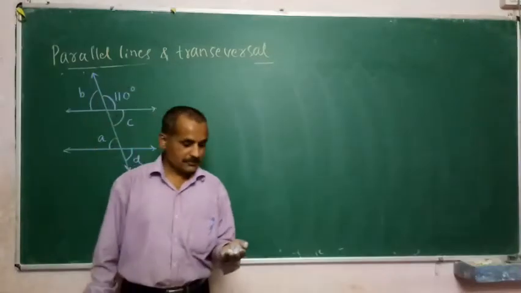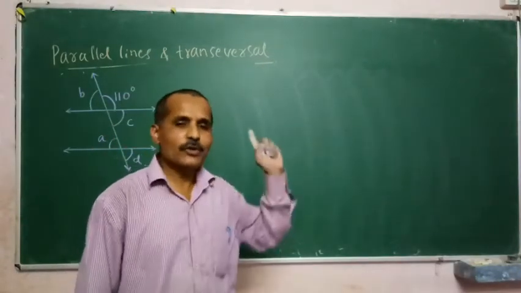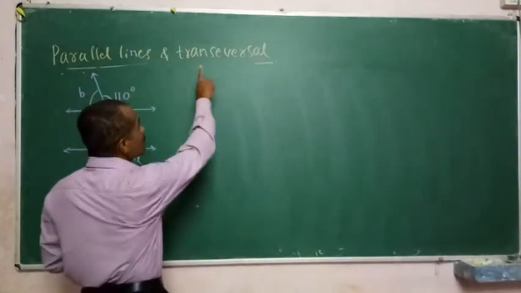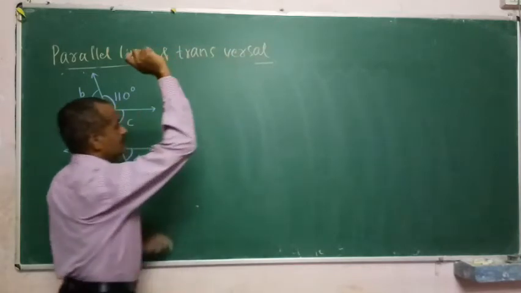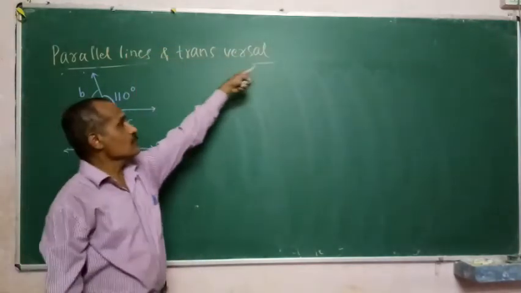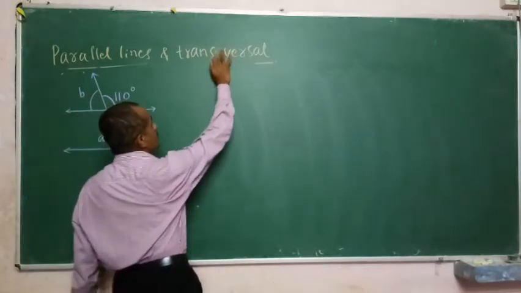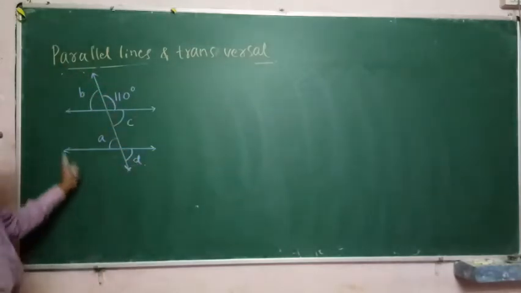But children, one very, very important correction I had not noticed when I was rubbing the board. The transversal spelling is not with an E. It is transversal. Sorry. Make these necessary changes in your notebook. Okay, look at this problem.